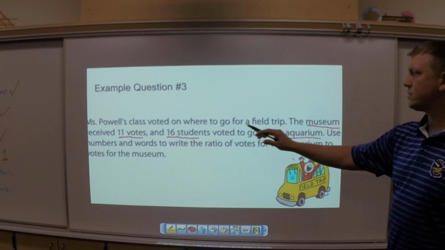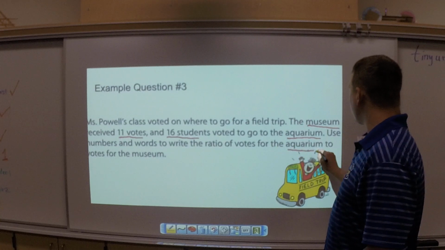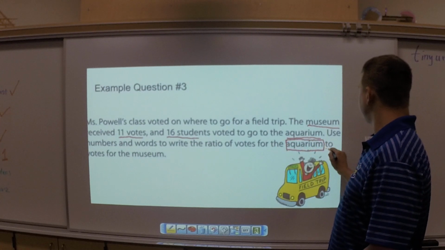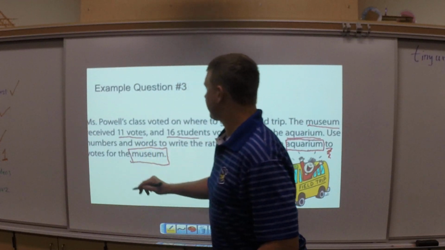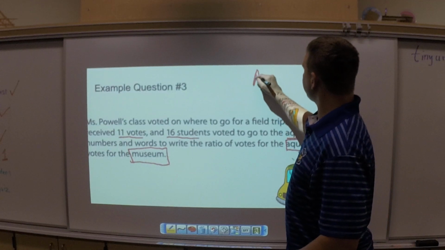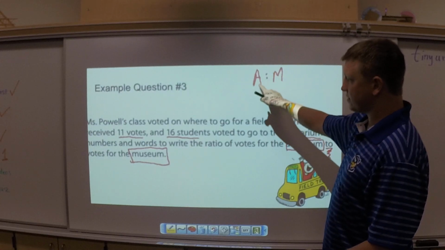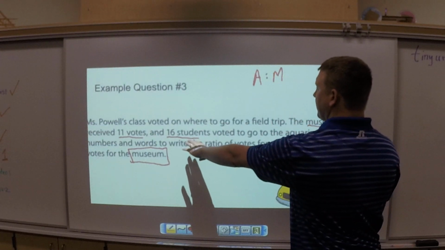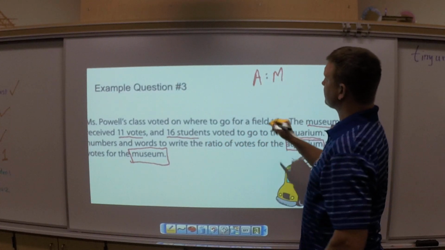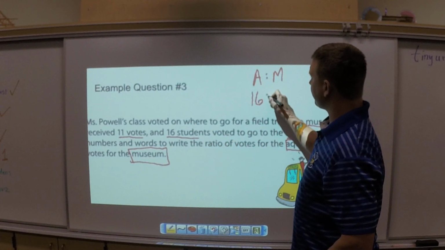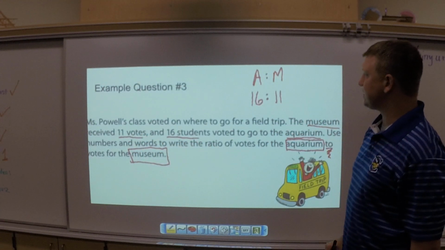All right. Use the numbers and words to write a ratio of votes for the aquarium to, there's that magic word, to, museum. Okay, so it's aquarium to museum. That's the comparison that we're trying to make. Okay, so which one pairs up with aquarium? 16 students voted to go to the aquarium. So 16 students, aquarium. 11 students wanted to go to the museum.